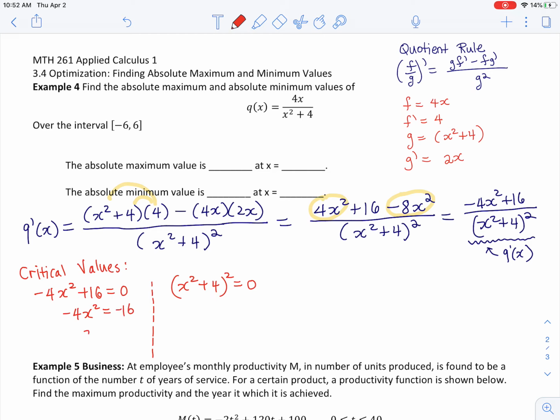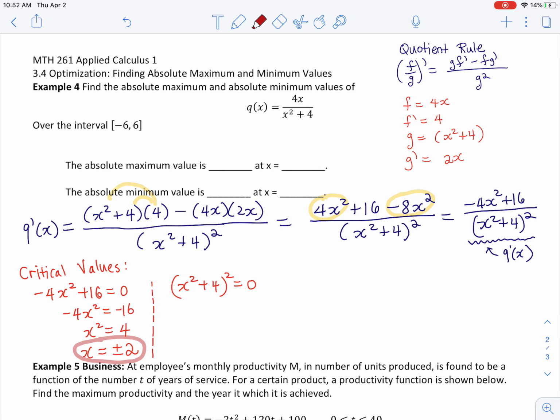Ready? Let's find some critical values. This one I'll get negative 4x squared equals negative 16. X squared equals positive 4, right? And then if you take the square root of both sides, you get x equals either plus or minus 2.